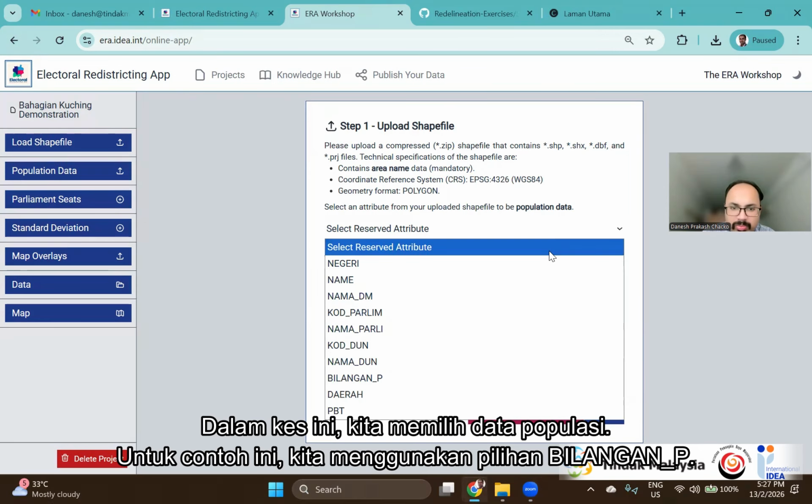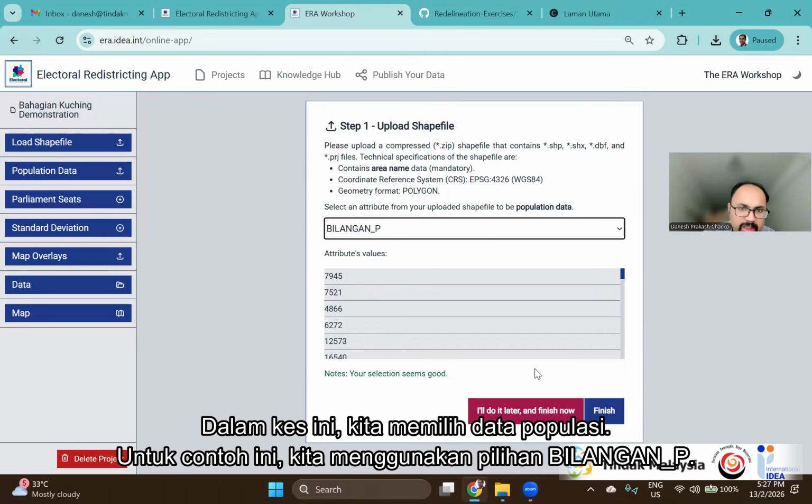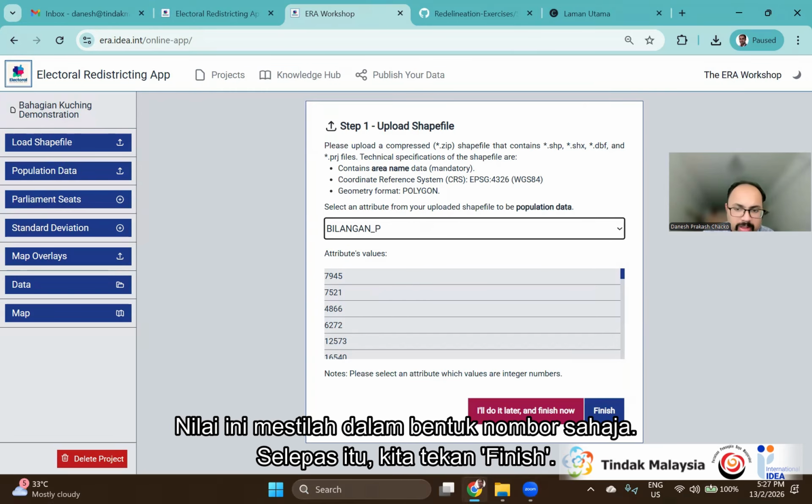In this case, we choose the population data. In this case it is bilangan underscore P. It must be pure numbers. And in this case, you press finish.